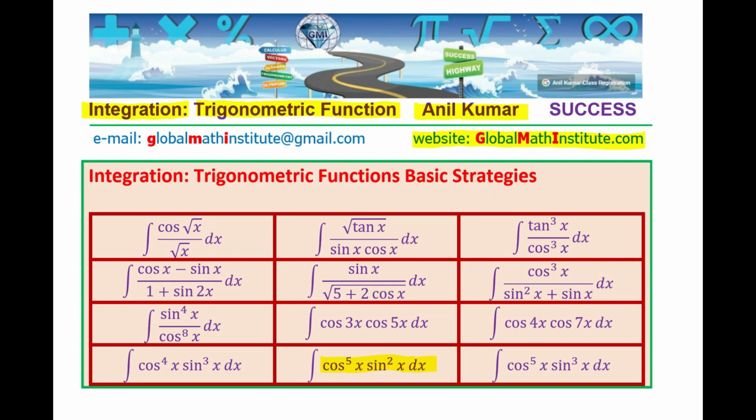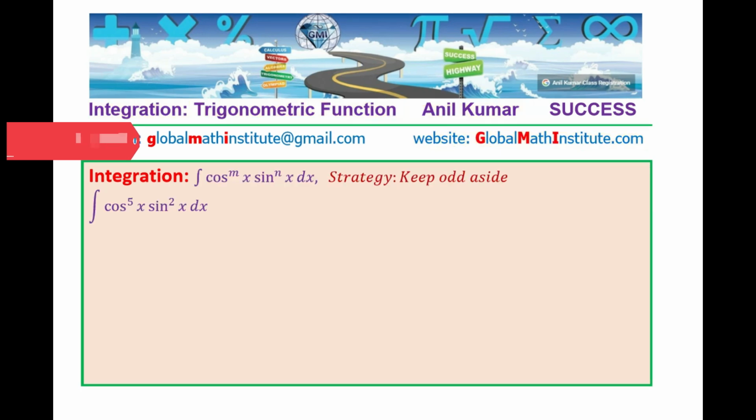So here we had cos to the power of 5x sine square x. Now, I'd like you to do the next question yourself, where we have an even power for cosine and an odd power of sine. How are you going to solve this one? Well, let's look into this also, right?